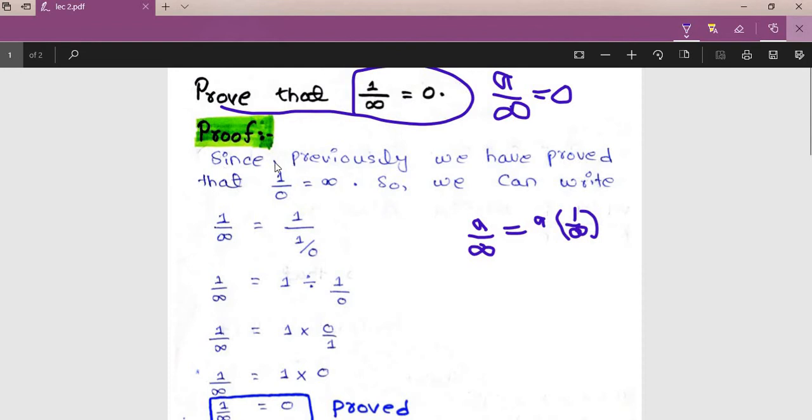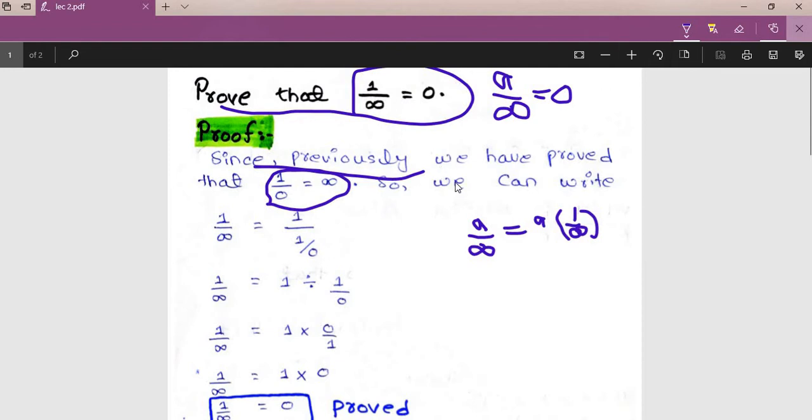Alright, previously we have proved that 1 divided by 0 is equal to infinity, as in the previous video I uploaded yesterday, and you will get the link of that video in the description box of this video as well. We have proved that 1 divided by 0, or any number a divided by 0, is equal to infinity.